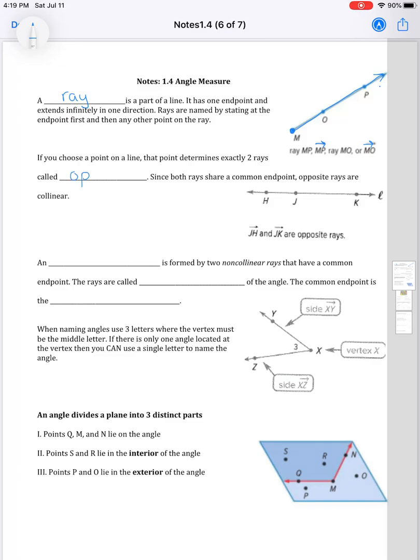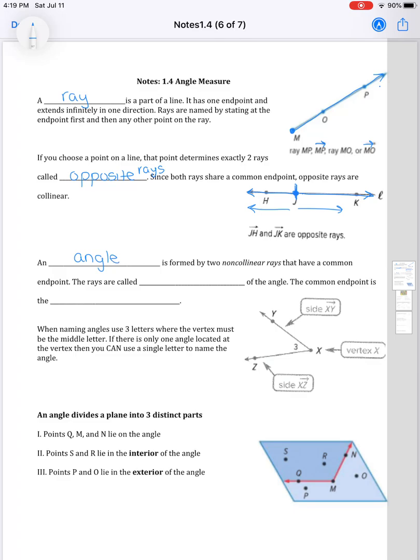If you choose a point on a line, that point determines exactly two rays. These are called opposite rays when we're talking about a line. Since both of the rays share a common endpoint, the opposite rays are collinear. Let's say we pick point J, we go to the left, and then we go to the right. Going this way, we have JH. Going this way, we have JK. They are two rays that start at the same endpoint, which is J, which means that they are collinear to each other. All right, next set.